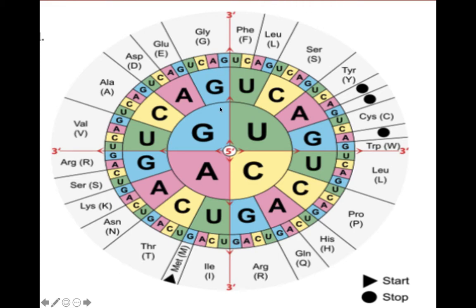So again, let's start here in the middle, G, and then we go out here to the green one on the next level, that'd be U, and then we'd go out to A, and that's right here, and that leads us to VAL. Now, did you notice that all four of these, whether it's GUG, GUA, GUC, or GUU, all of these would give us the exact same amino acid? They all would.